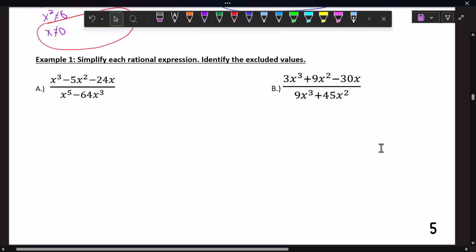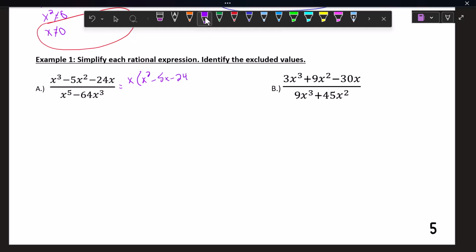So let's do a little bit more, but now we actually have to factor. It's not done for you. We'll stop being lazy. So first, we take out our GCF in the numerator. So we're left with x squared minus 5x minus 24. We can take our GCF out of the denominator of x cubed. So we're left with x squared minus 64. And then we can completely factor it.